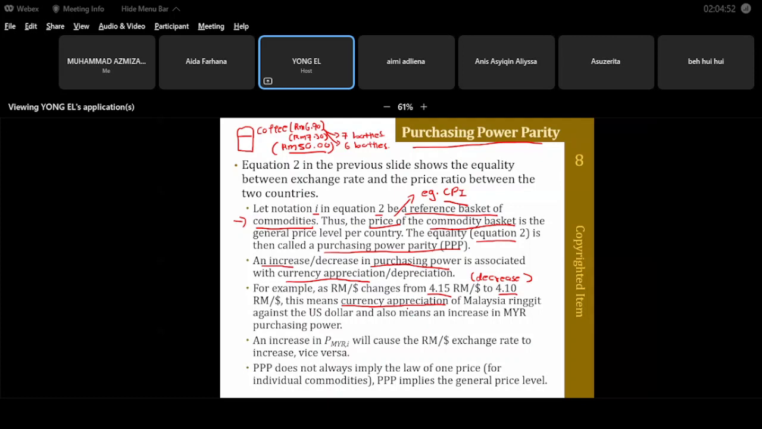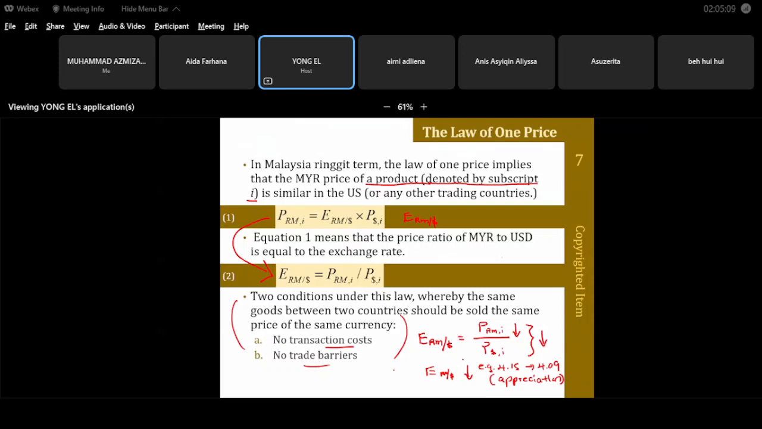And that also means an increase in Malaysian ringgit purchasing power. Why? If you look at what I demonstrated here, when there is a decrease in the exchange rate, this also reflects the price ratio on the right side: Malaysian price decreases. Or you can also observe inflation in the US. Either inflation in the US or deflation in Malaysia or both.